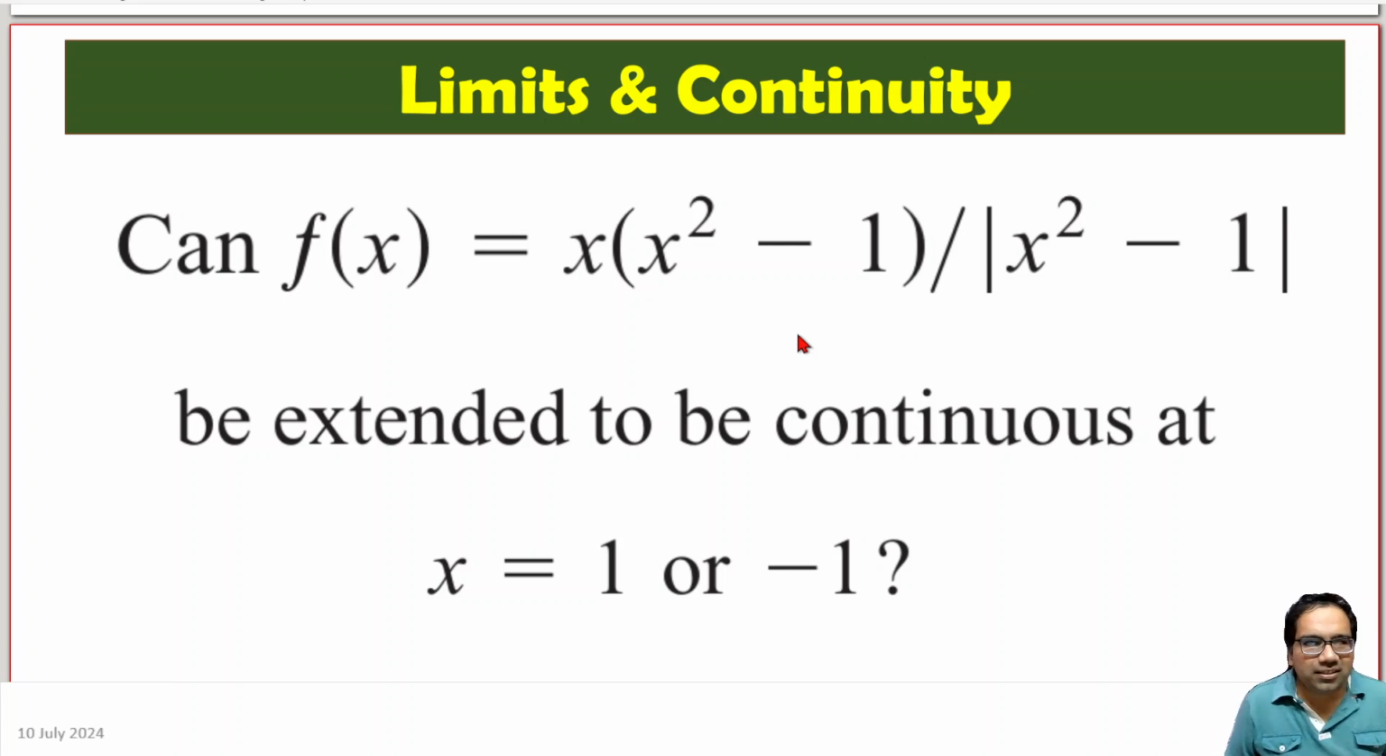Hi friends, here we have this function x times (x square minus 1) by the absolute value of (x square minus 1). Can it be made continuous at x equal to 1 or minus 1? This is the question. When can a function be made continuous? When there is a hole.